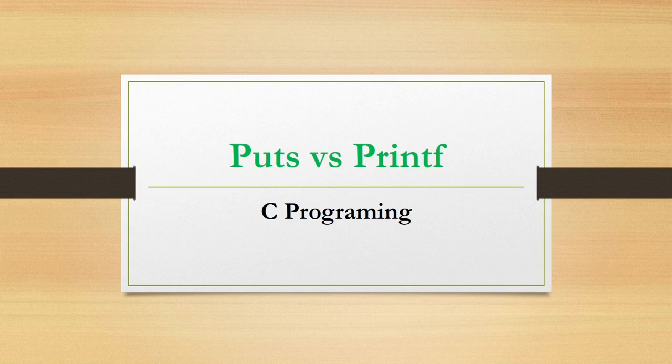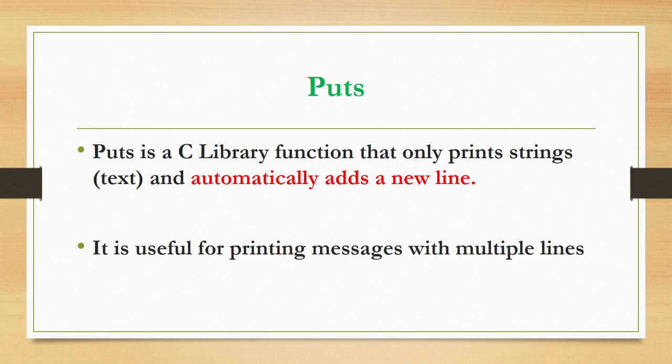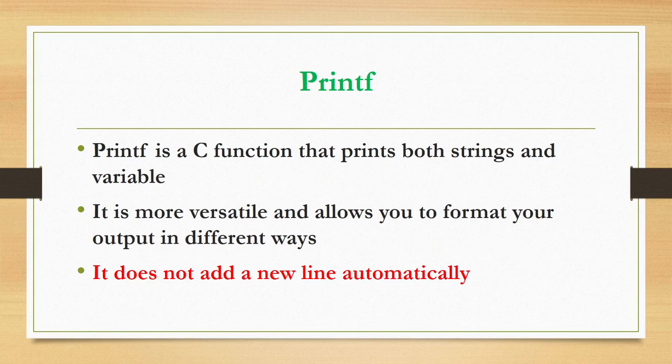So basically we use these two functions to print our text or whatever on the computer screen. So let's look at puts, which is a C library function that only prints strings. And then secondly, it automatically adds a new line, unlike your printf, and it is very useful for printing messages with multiple lines.